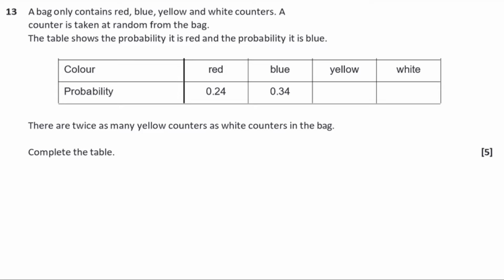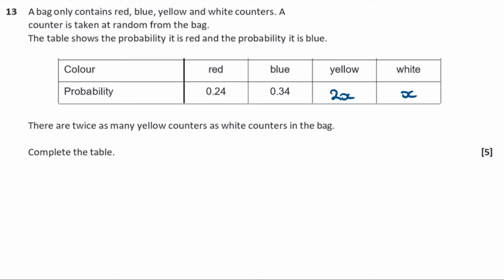Okay, we're going to have to do this with a bit of algebra because we don't know how many white counters there are, so I'm going to call it x, but I do know that there are twice as many yellow counters as white counters, so I could call that one 2 lots of x or just 2x. And I know that probabilities all added together by completion should add up to 1, shouldn't they?